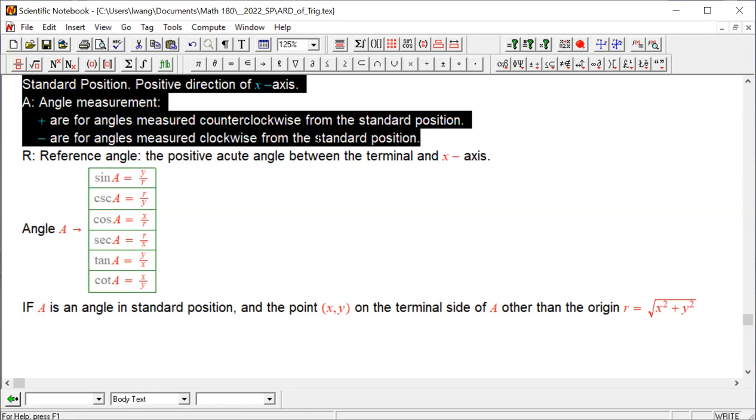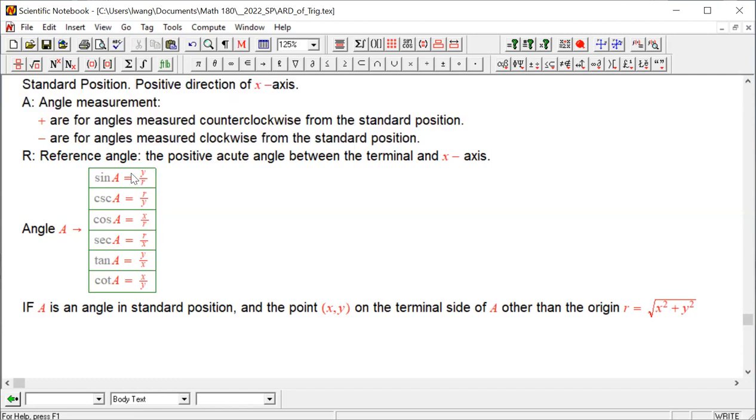The angles are measured in this way: from the standard position, counterclockwise or clockwise. The outputs are ratios of different sorts. Inputs are angles, outputs are ratios. That's very, very important to understand. So now we have 6 functions, and we're going to study these 6 functions from the definition.